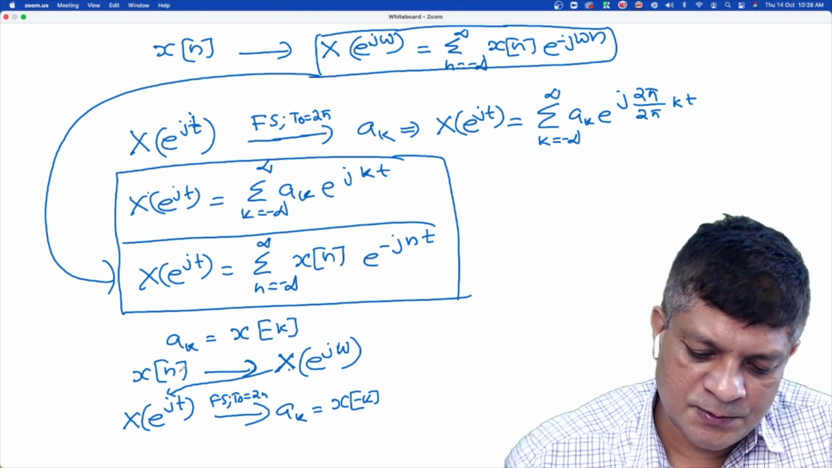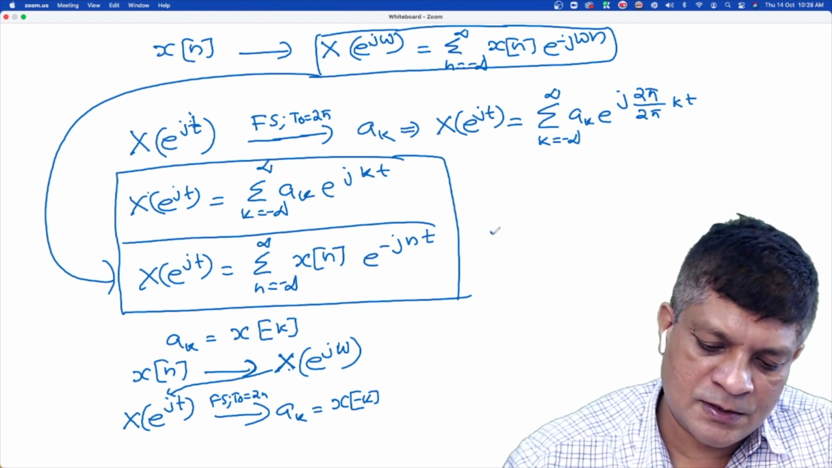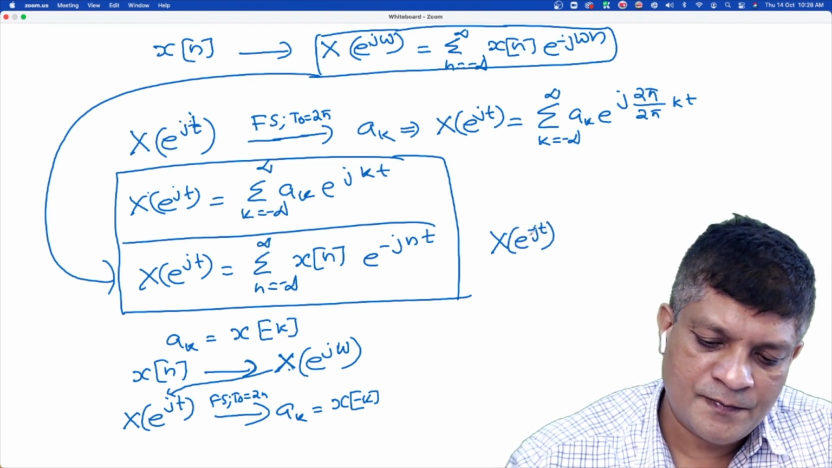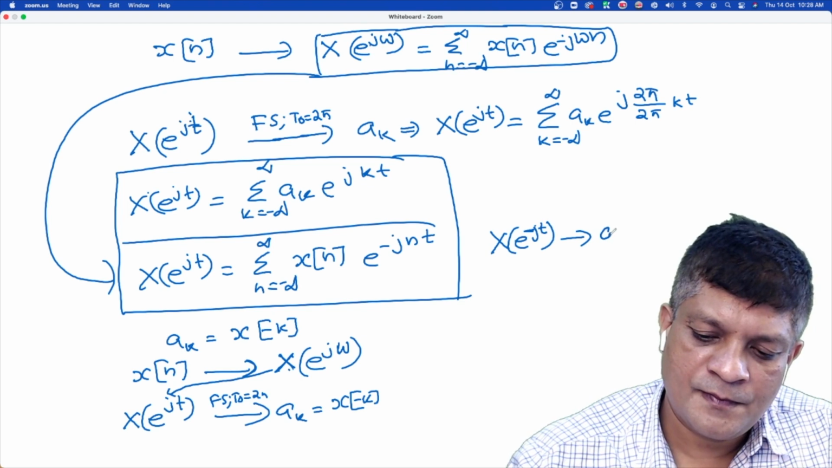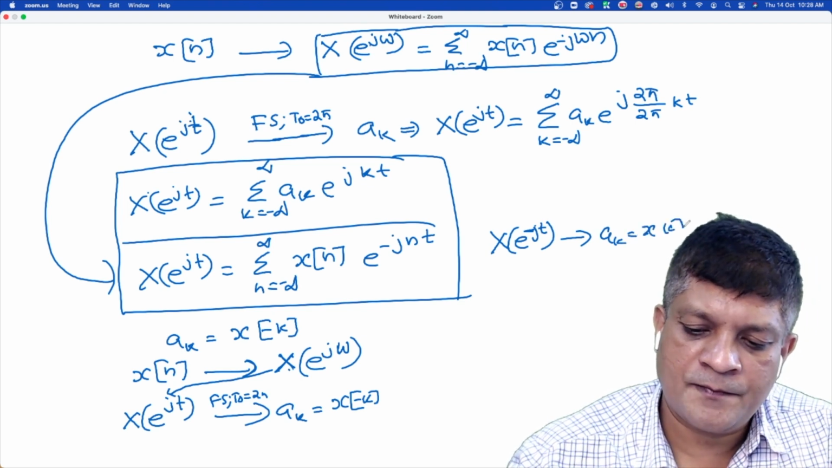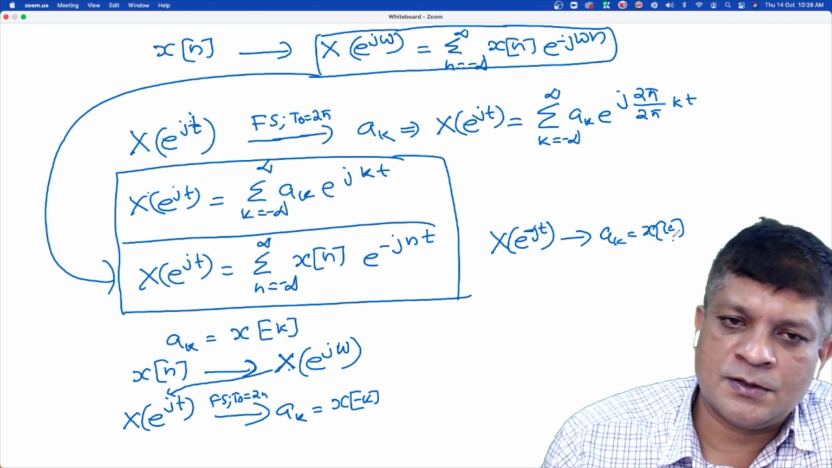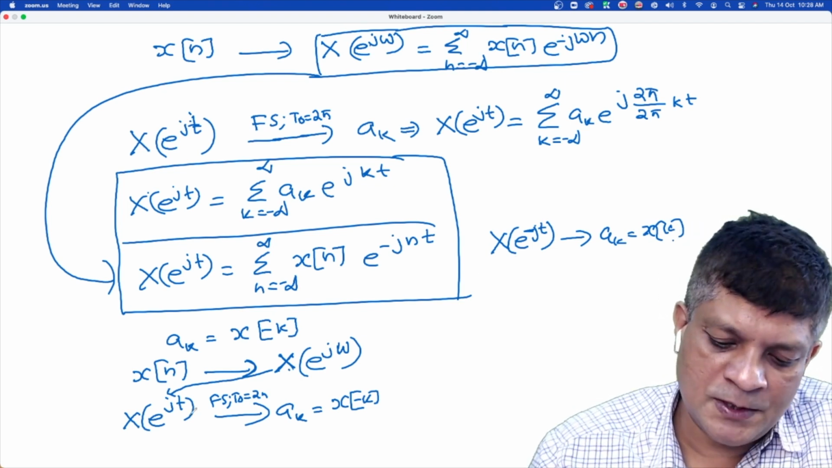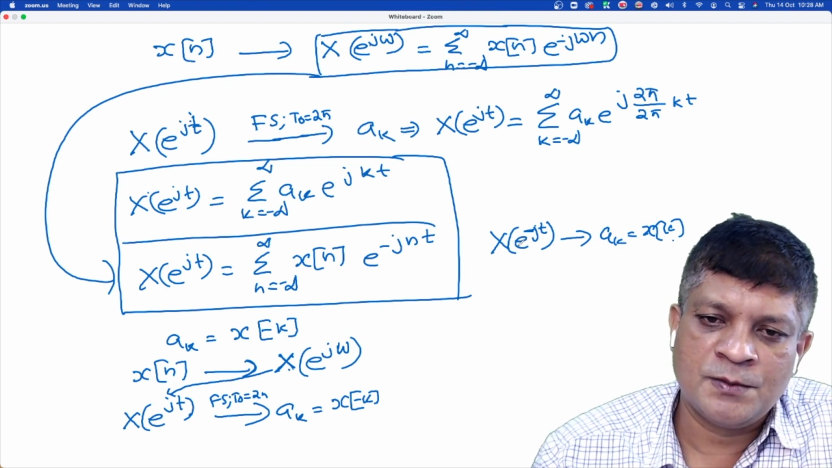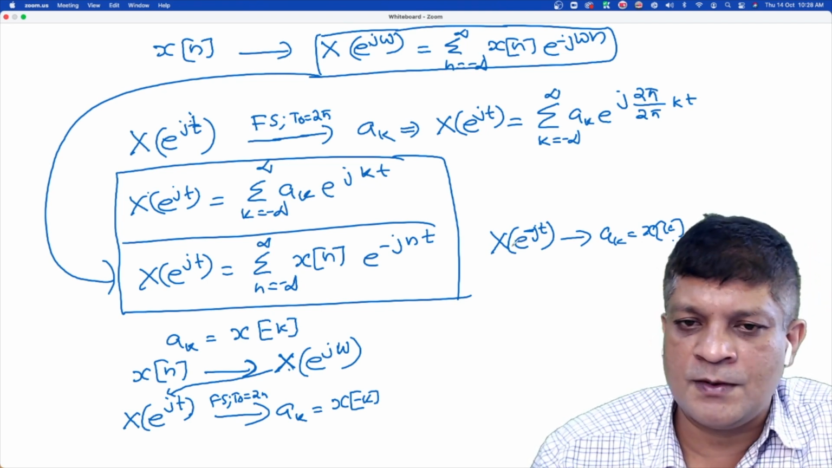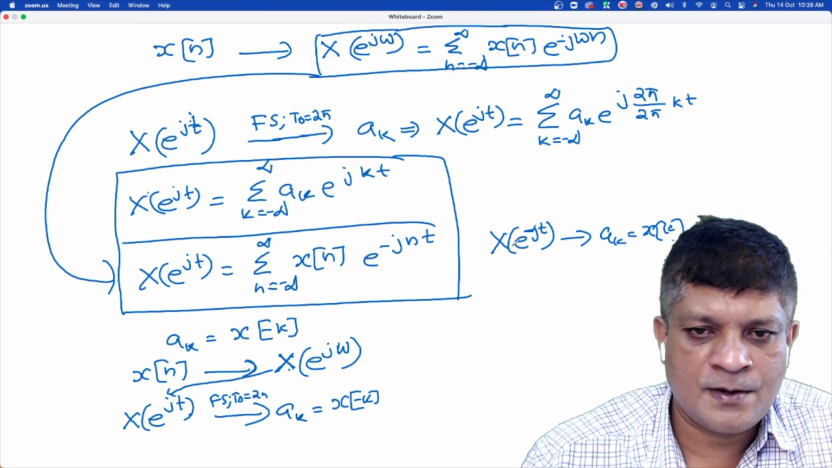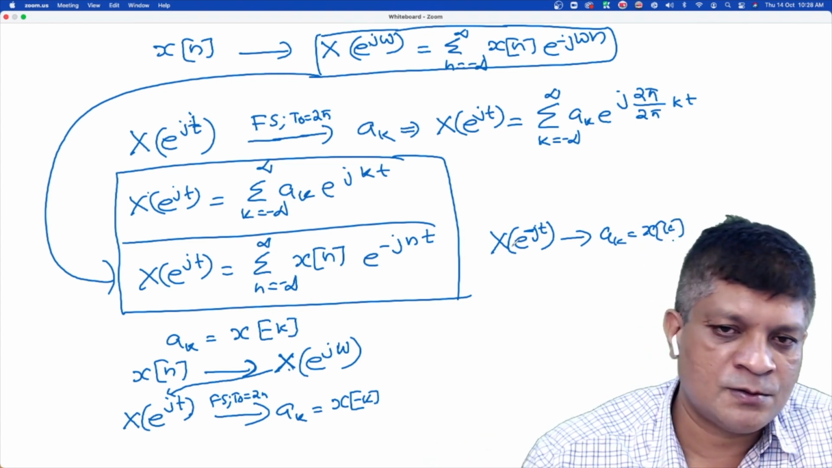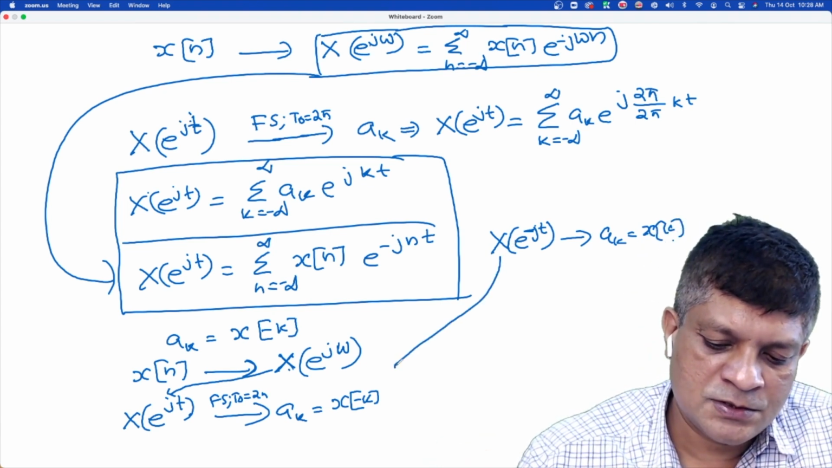In some textbooks, this duality property is given as X(e^{-jt}) has a_k equal to x[k]. Both are the same, aren't they? They are the same because if you replace t with minus t, we know from the property of Fourier series that k will be replaced with minus k. If we flip the signal in the time domain, there is also a flipping in the Fourier domain. Okay, so this is the duality property.